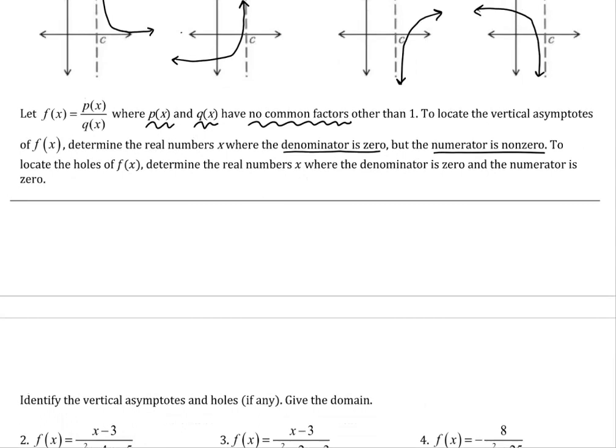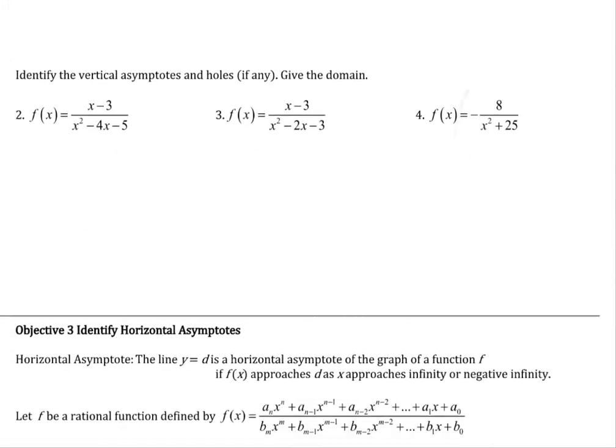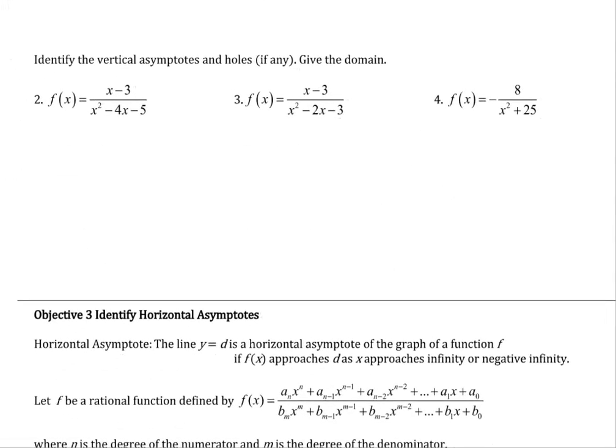While we're looking for vertical asymptotes, we will also be talking about finding holes. And to find holes, we have to find numbers where both the denominator and the numerator are 0 at the same time. So looking for vertical asymptotes and holes in these examples, I encourage you to start off by first factoring the numerator and the denominator if you can.